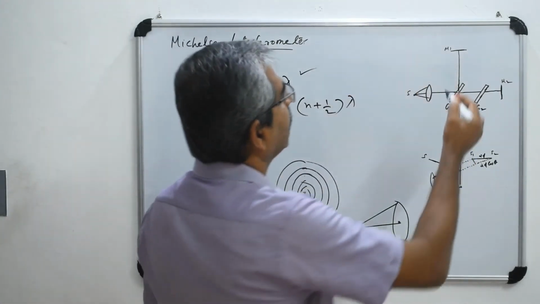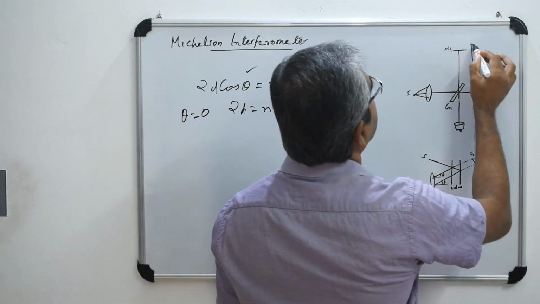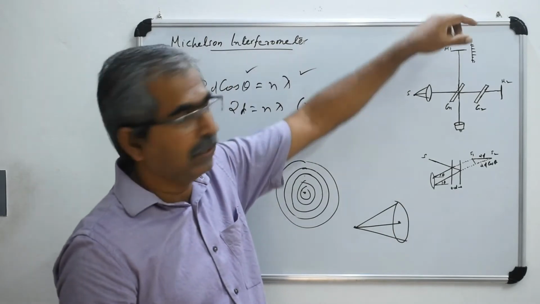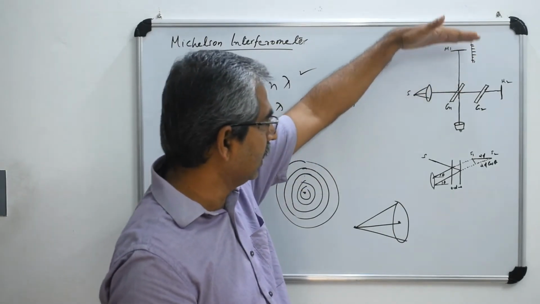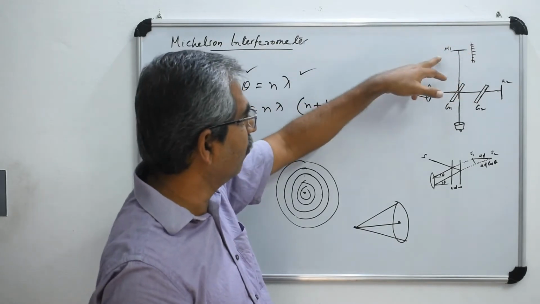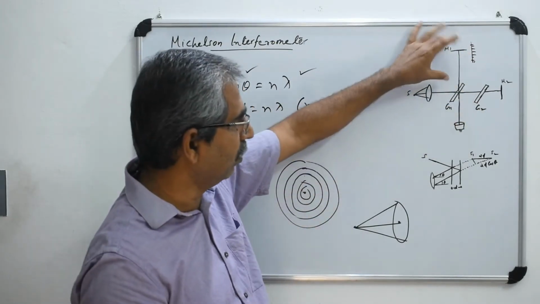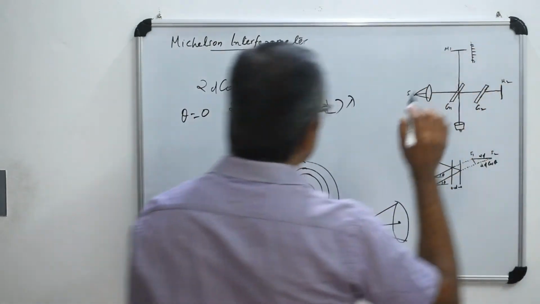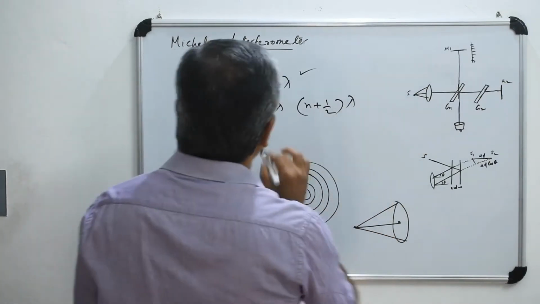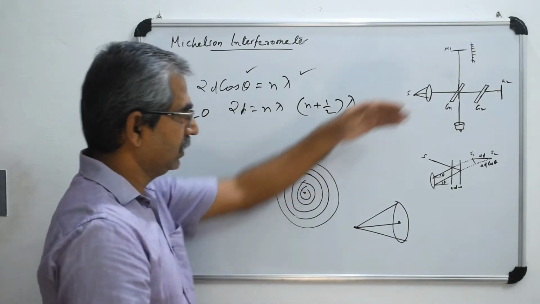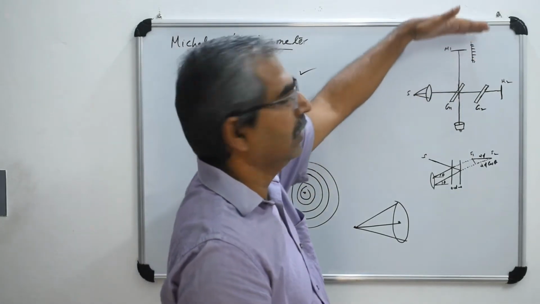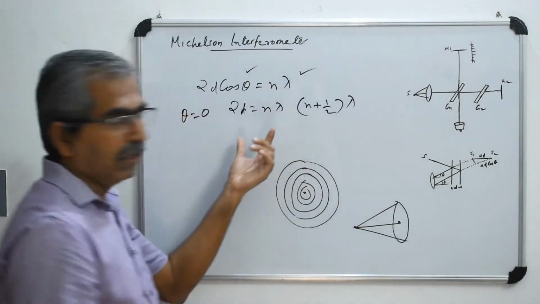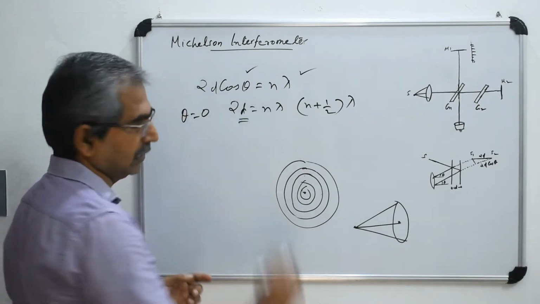Now, I have already told you that this mirror M1 can be moved. There is a pitch screw, so by rotating that one, you can increase or decrease the distance of M1 from G1. That means M1 is movable and M2 is a fixed one. Now, you have the equation 2d is equal to n lambda. Suppose you are increasing the distance, that means you are moving M1 further away. So what will happen then? This d will increase. What is d?